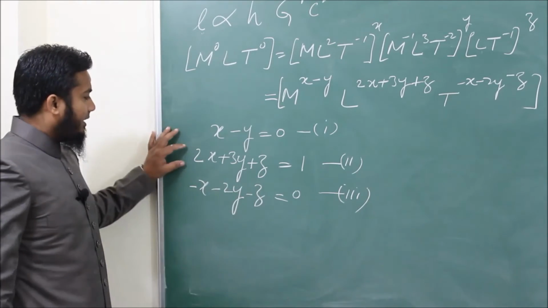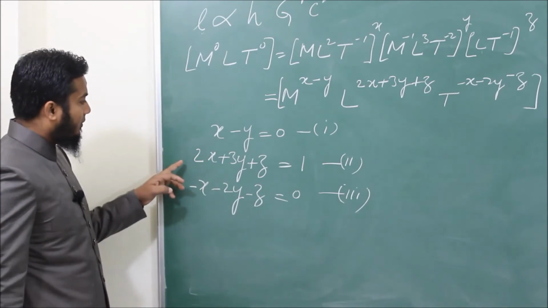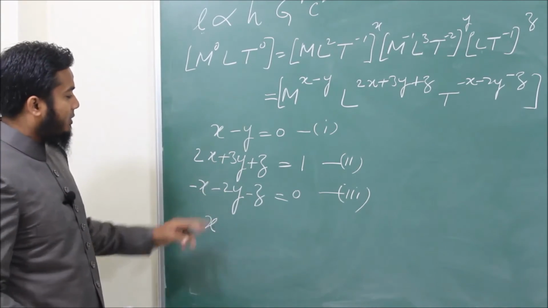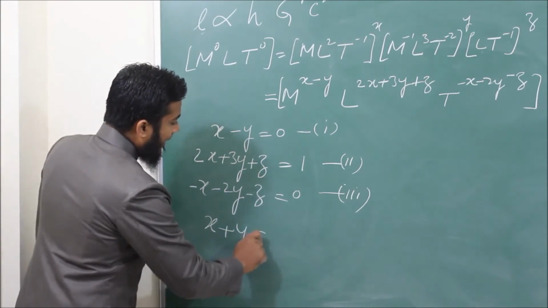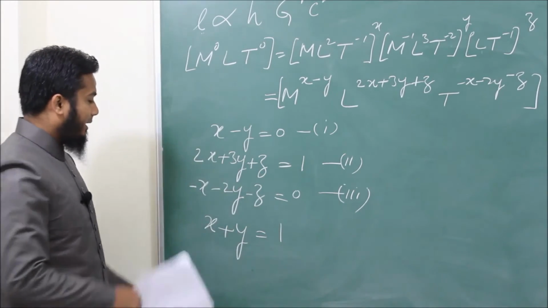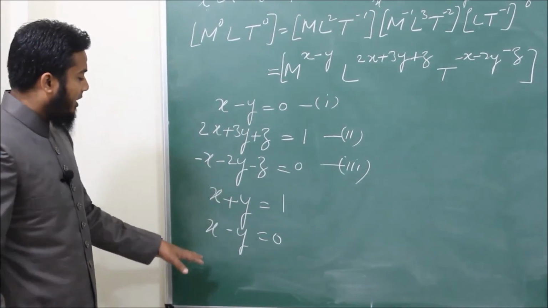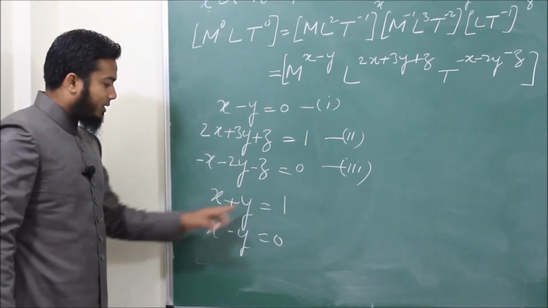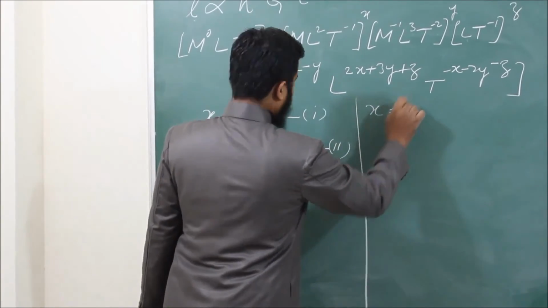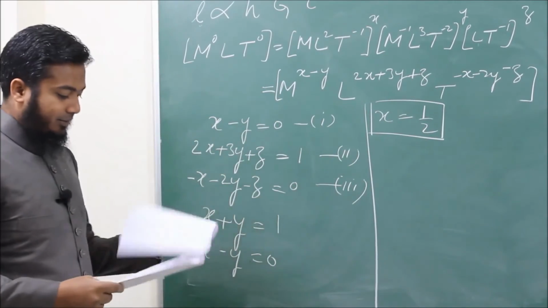Now again, if I add these two equations, second and third, z will be eliminated and you are left with 2x minus x, so just x, and then 3y minus 2y, so just plus y, and on the right hand side is now 1. So x plus y is equal to 1, and write the equation below this one. So x minus y is equal to 0. Now add these two, y will be eliminated and you will get the value of x. So 2x is equal to 1, or x is equal to half. The value of x is half.